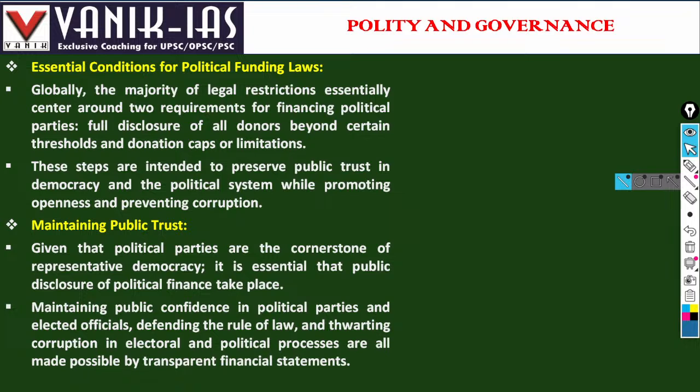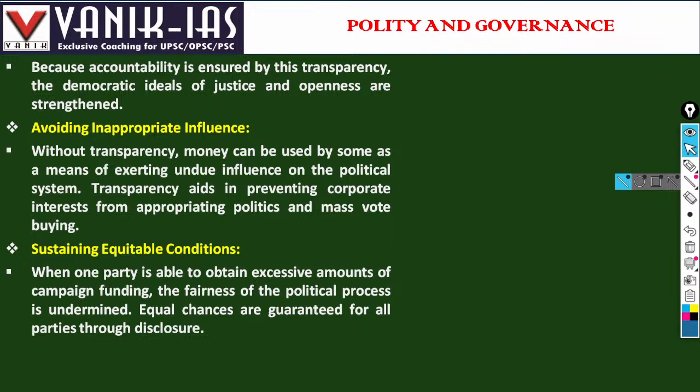Maintaining public trust: given that political parties are the cornerstone of representative democracy, it is essential that public disclosure of political finances take place. Maintaining public confidence in political parties and elected officials, defending the rule of law, and thwarting corruption in the electoral and political process are all made possible by transparent financial statements. Because accountability is ensured by this transparency, the democratic ideals of justice and openness are strengthened.